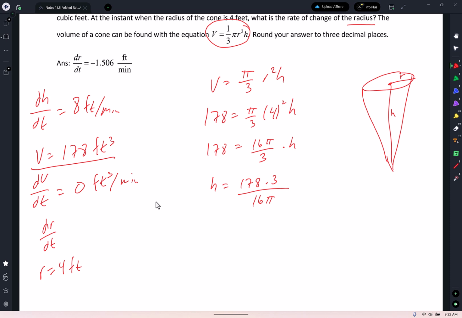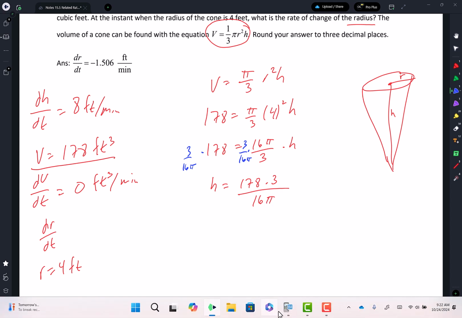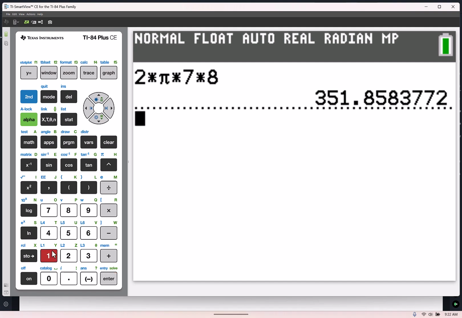All right. So I am going to talk about this because we make a lot of mistakes here. All I did was just multiply by the reciprocal, 3 over 16 pi. See? All right. I'll wait for you guys to catch up. Be careful. The calculator is dumb. If you do this, 178 times 3 divided by 16 pi.